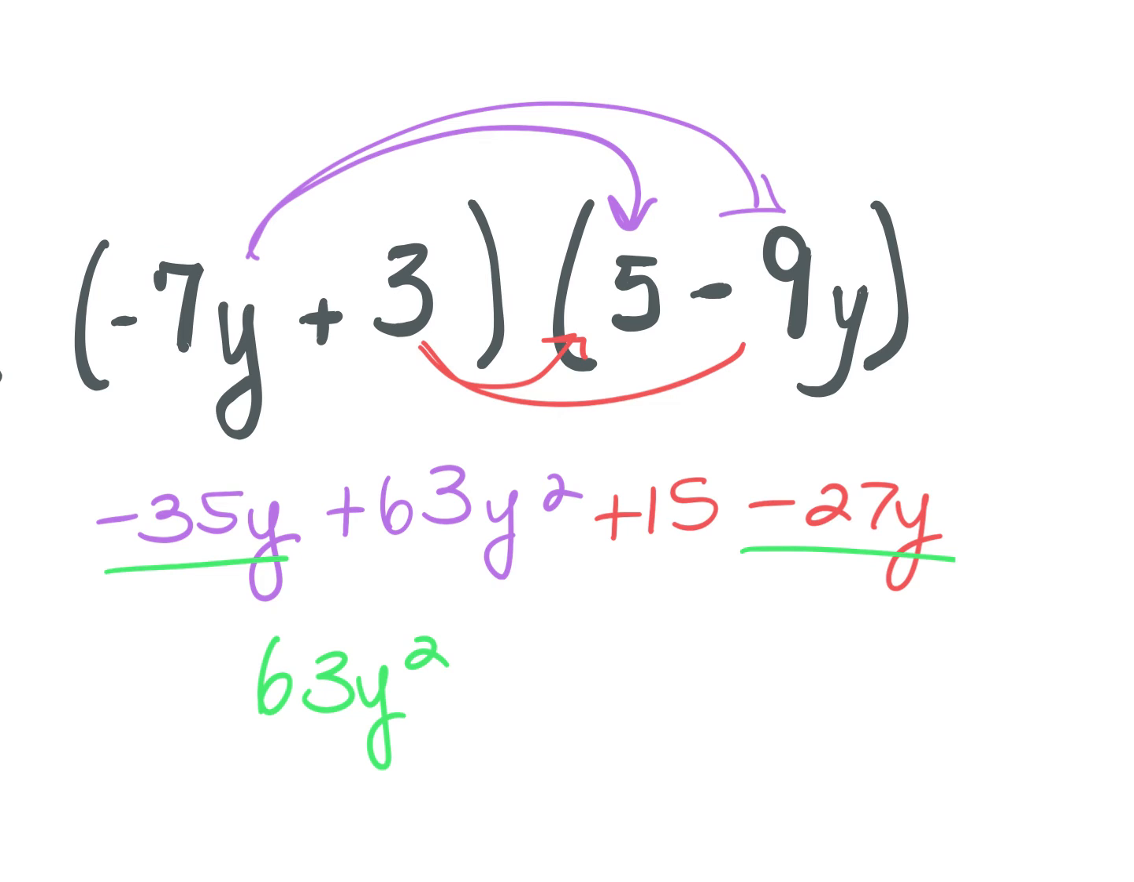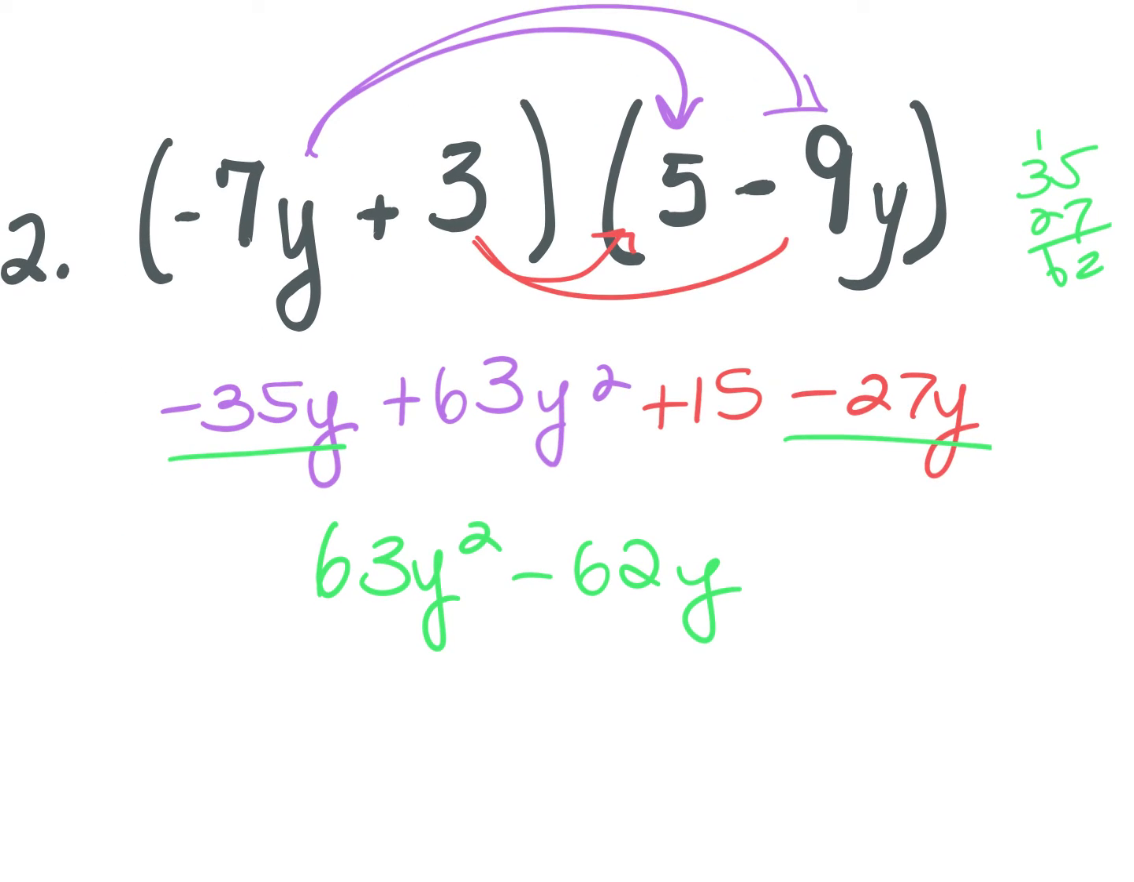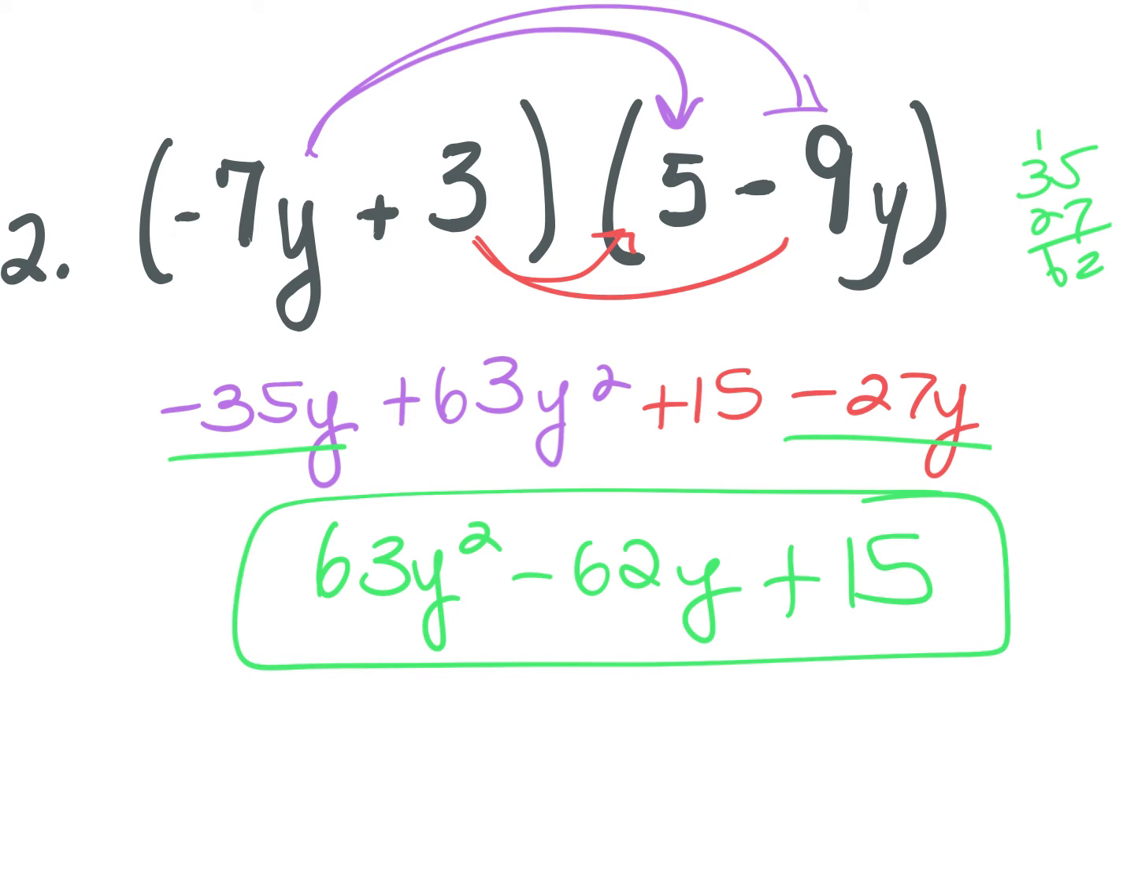Guys, if you can't do that in your head, go like this. 35, 27, watch. Right? Negative 62, good. Negative 62y, and then what? Plus 15. And there is your final answer. Make sure it's written in standard form and that you have combined all like terms. Everybody with me?